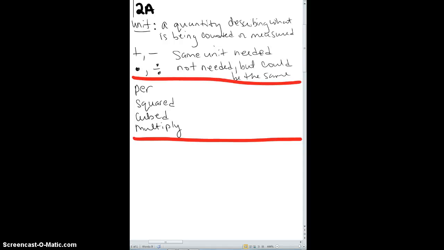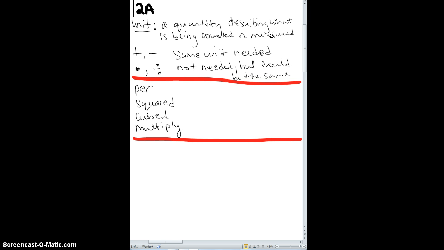All right, this podcast kind of starts the main part of 2A. The other podcasts were review of fractions. So in this section, we're going to talk about a unit, and a unit is a quantity describing what is being counted or measured. So if you're counting oranges, obviously your unit is oranges, but sometimes we're counting inches or feet or square feet or acres or liters.